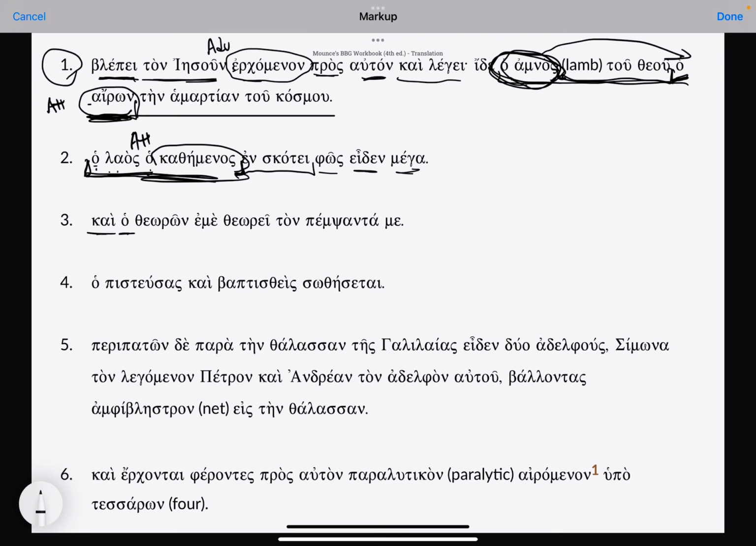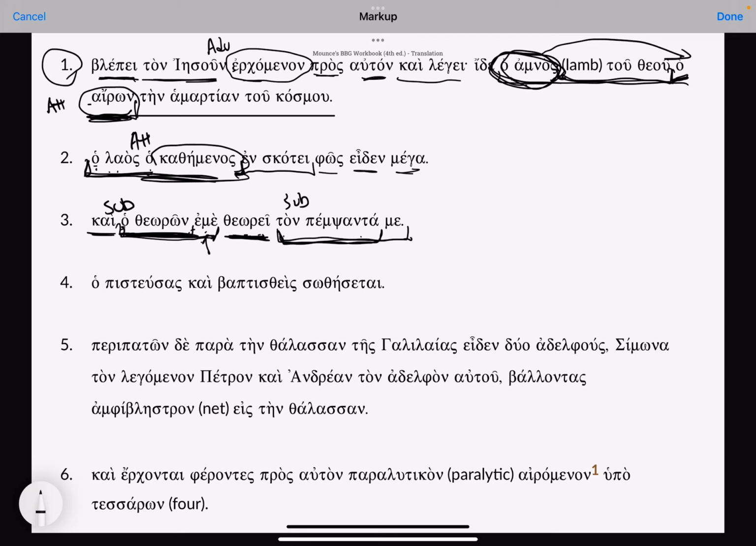So kai ho theoron, this is theoreo, the seer, the beholder. And the way we would do this is, the one beholding me beholds ton pempsanta me, the one sending me. So ho theoron, this is a substantival participle. Okay, it's a noun. It's the one beholding, the one seeing me. Sees or beholds ton pempsanta me. And ton pempsanta, that is also a substantival participle. It's functioning as a noun. It just so happens to be functioning as the object of theorei. So the one beholding me is the subject of theorei, and ton pempsanta me is the object of theorei.